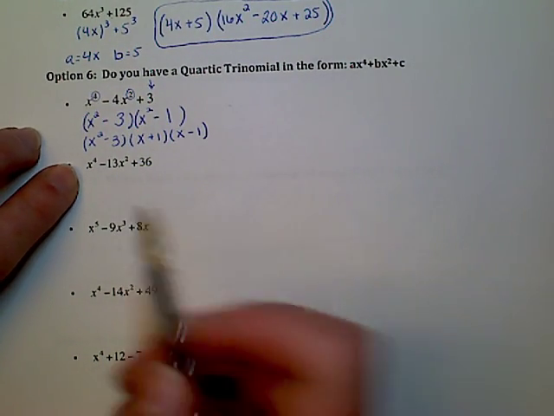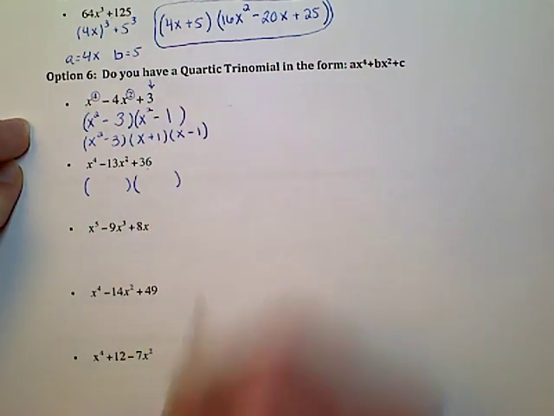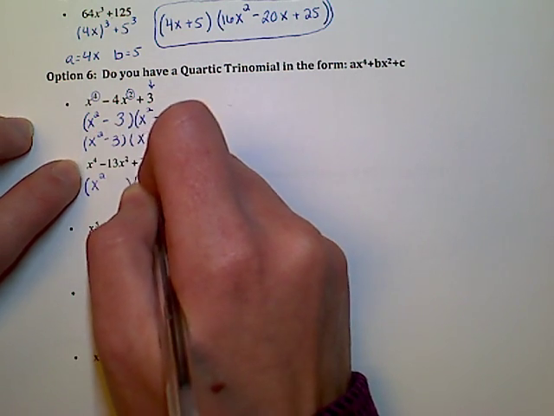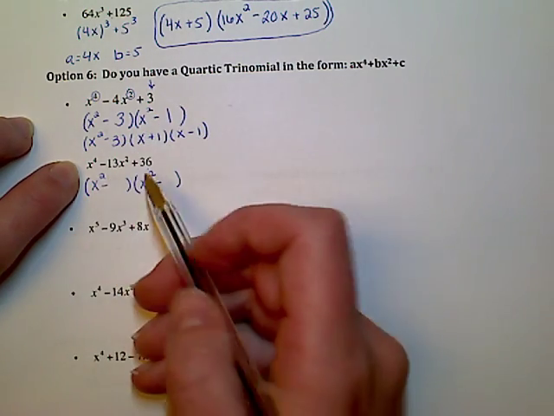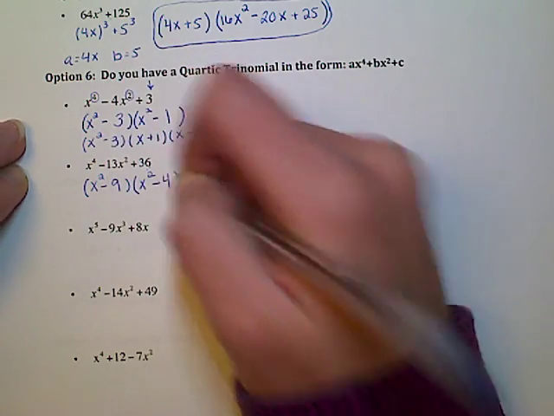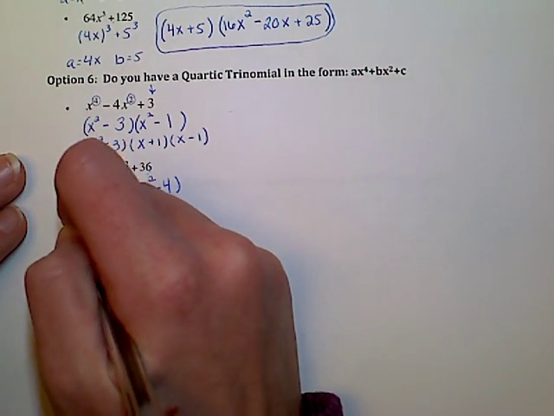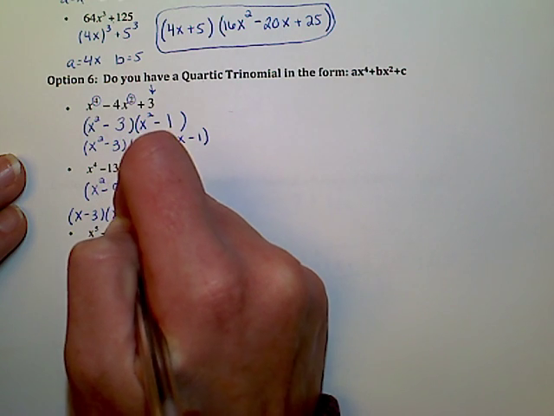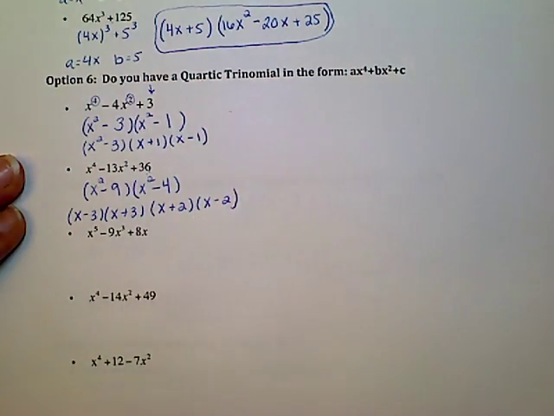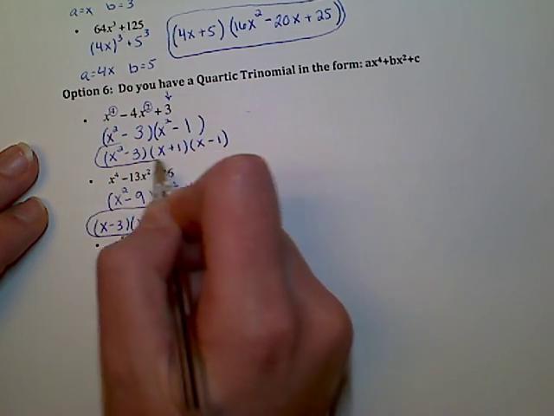On the next one, again, we go from 4, 2 to a number. So we're going to try to reverse FOIL, with x squared and x squared to get the x to the 4th, a minus and a minus to get 36 and add to negative 13. Let's do a 9 and 4. Now both of these are differences of two perfect squares, so they factor further. So we actually have 4 factors. I forgot to circle this one.